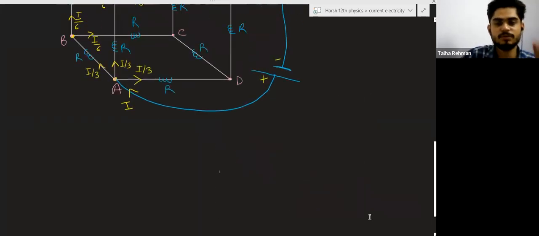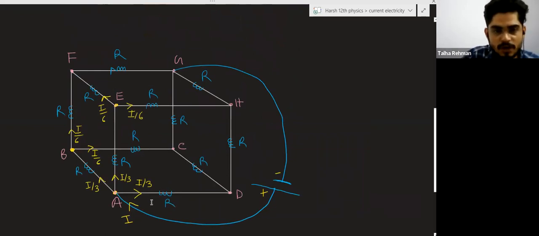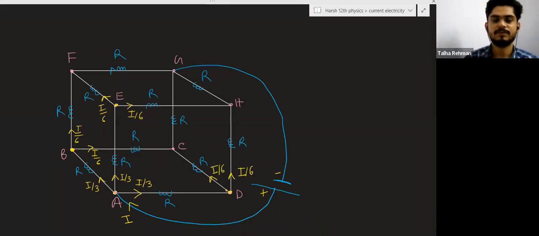This is a very easy thing. Now we will move in this direction. Let us come to this point. In this direction again the current will be I by 6, and in this direction the current will be I by 6. Now wait and see.